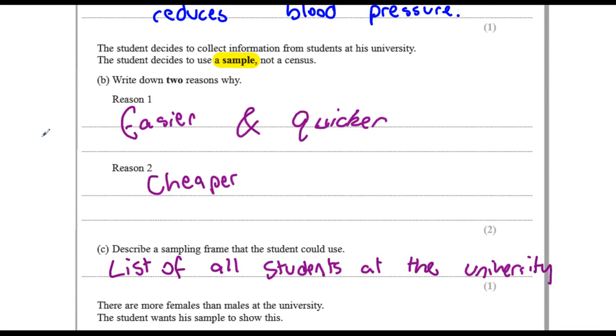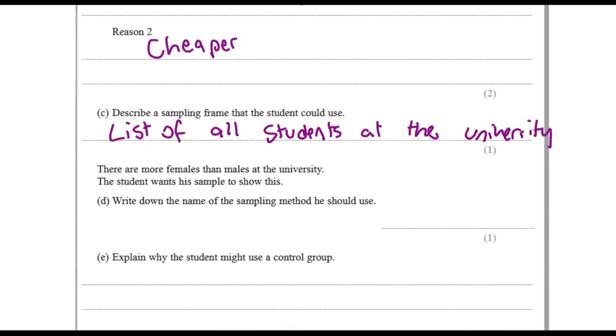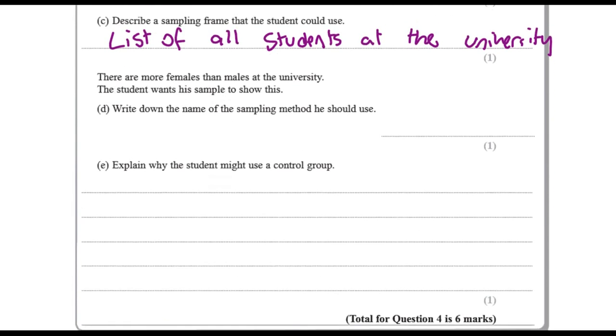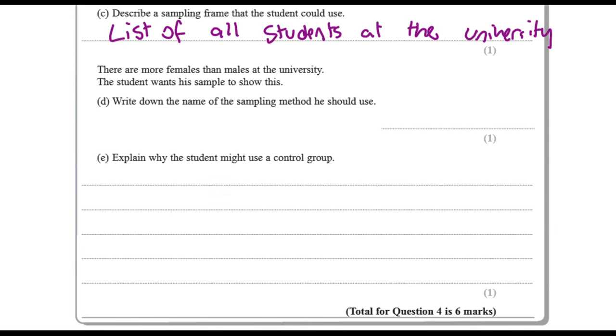There are more females than males at this university. The student wants his sample to show this. So write down the name of the sampling method he should use. Okay, well, the sampling method that's fair and representative is stratified sampling. Okay, so that's just a definition that you need to learn.